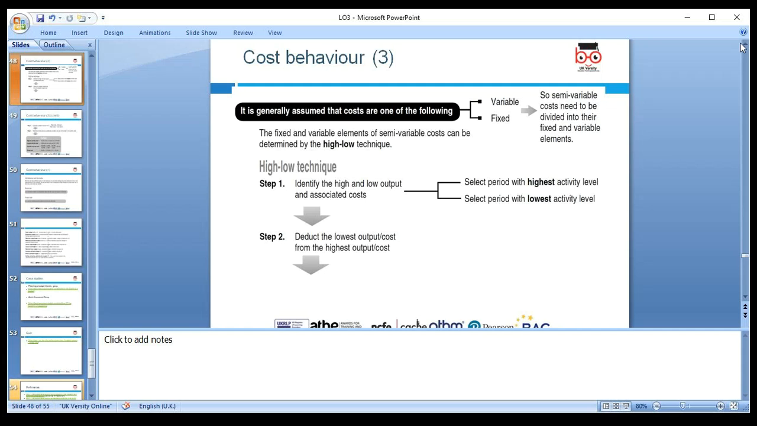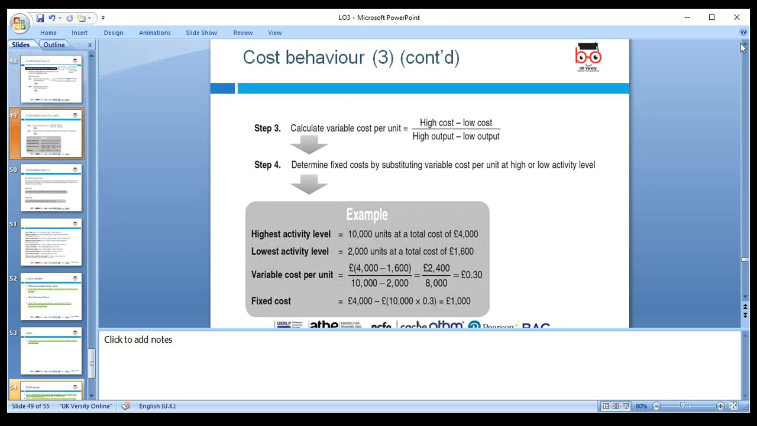The high-low method we can use when we have a semi-variable cost to find how much is fixed and how much is variable. When we have two levels of production or two levels of cost, we write the high number of units, and we have included an example here. If the high activity is 10,000 and the low activity is 2,000, the difference between units is 8,000. We look at the difference between cost, 4,000 minus 1,600, so there is 2,400.